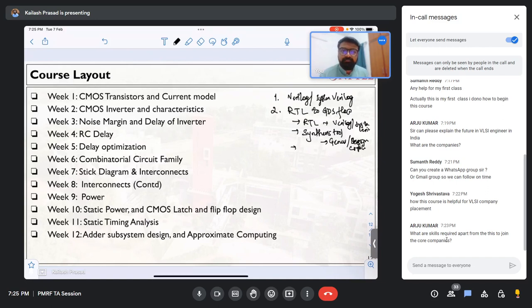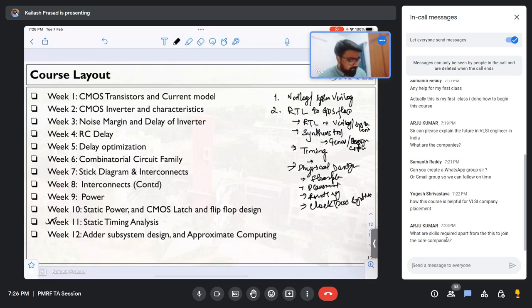Then after that, one of the very important things is what we call timing. You should understand timing, and it will be taught actually. This is week 11, so you should understand static timing analysis. After that, you have to do the physical design of the synthesized netlist that you have. Physical design has various steps: floor planning, then placement, then routing, and clock tree synthesis, which actually happens before routing. Then we talk about the final GDS, the layout generation. This is the final step.